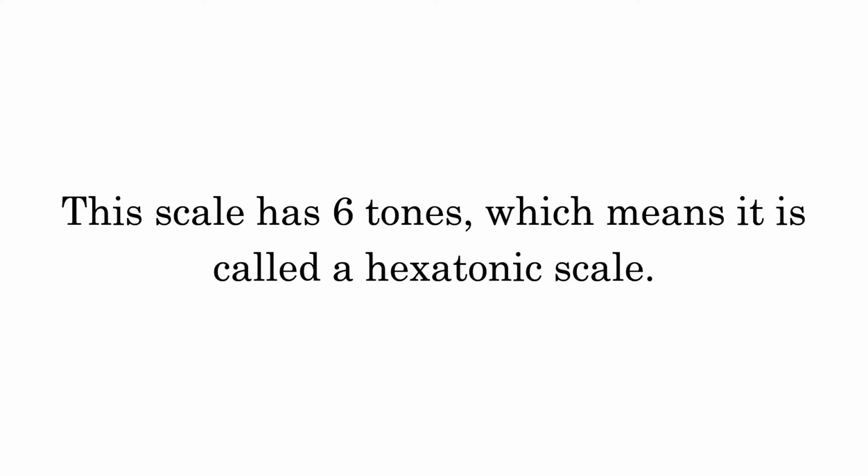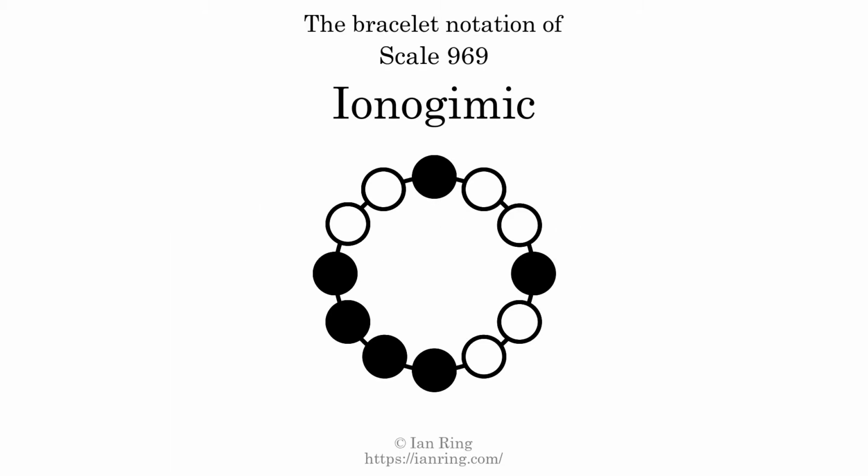This scale has 6 tones, which means it is called a hexatonic scale. This is a bracelet notation diagram of scale 969. The shaded circles represent tones that appear in the scale, and they are read clockwise, starting at the top.